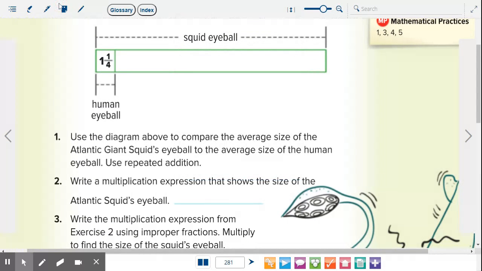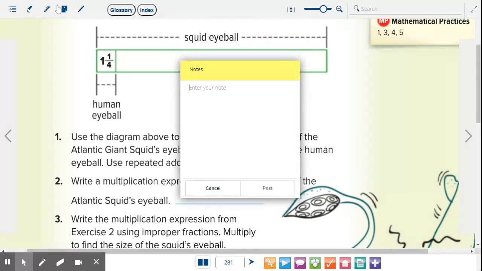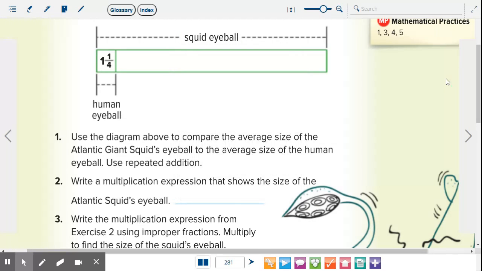I don't know why this is not working. This doesn't make any sense. All right, let's see if we can get this to work over here. We'll just use this pen, I guess.